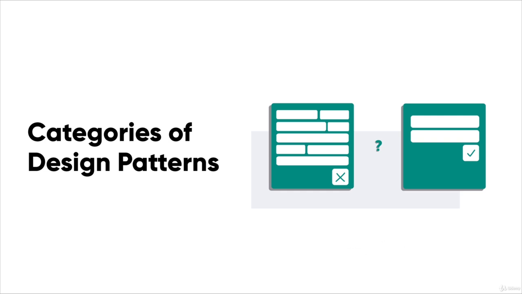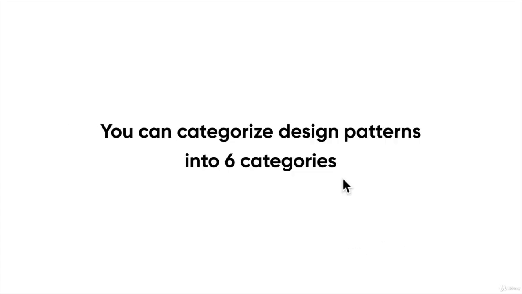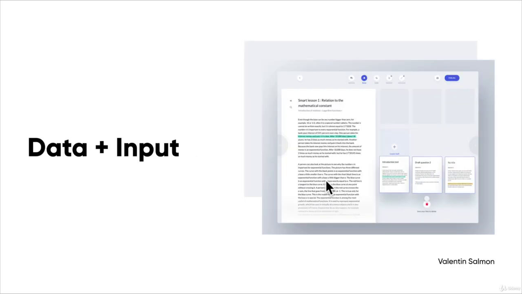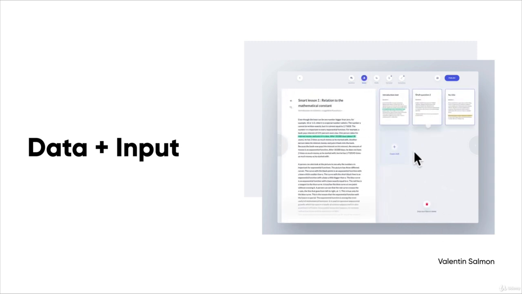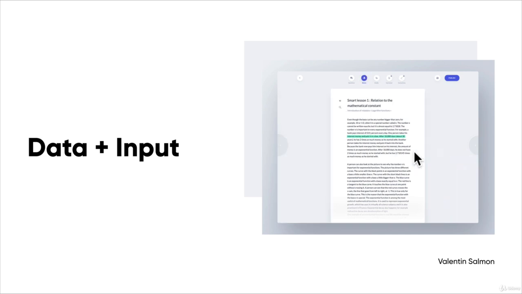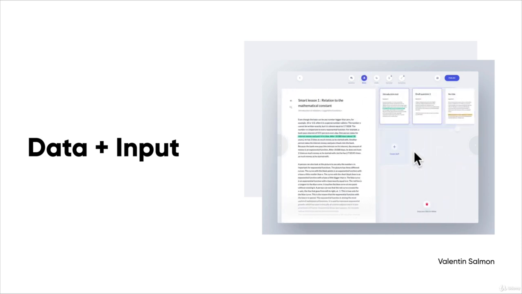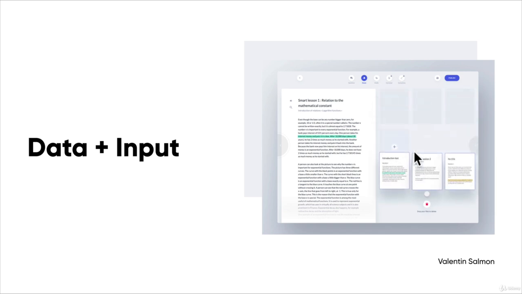Now let's talk about the categories of patterns. So there are 6 categories of design patterns. And this changes based off of people's ideas of what design patterns are. I mean, there's no one truth, but these are the 6 categories that I usually follow. So the first one is data input. Over here we have a drag and drop. That is considered a data input category. And these patterns handle data input and feedback that a product gives in response to the data it receives.